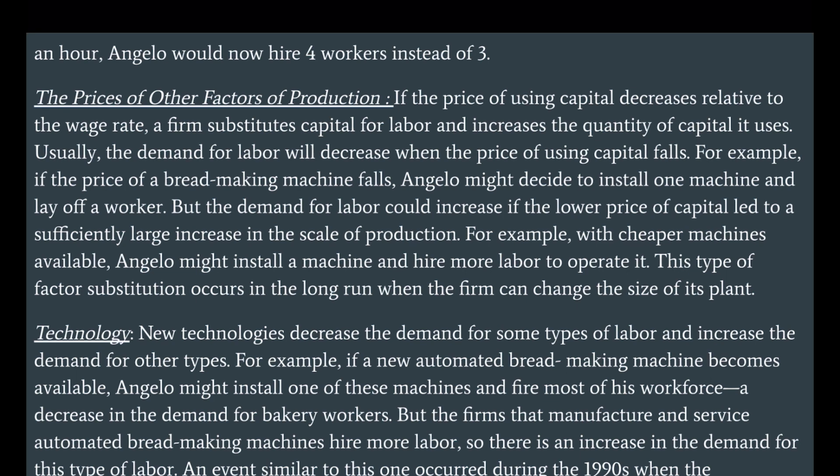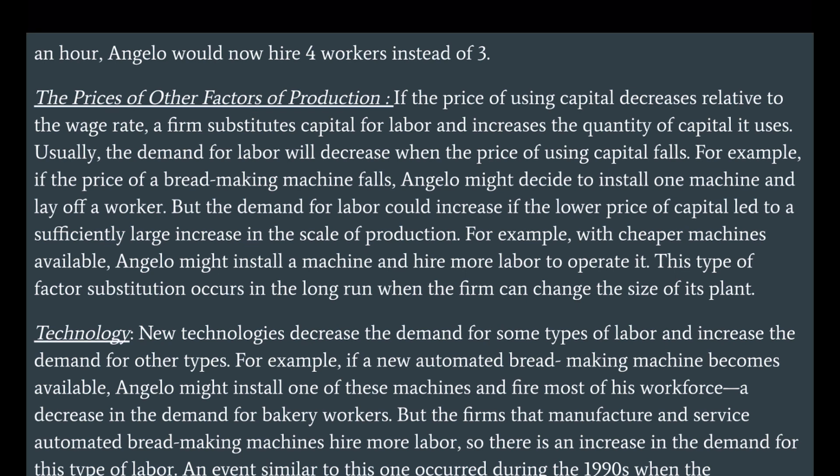For example, if the price of a bread making machine falls, Angelio might decide to install one machine and lay off a worker. But the demand for labor could increase if the lower price of capital led to a sufficiently large increase in the scale of production. For example, with cheaper machines available, Angelio might install a machine and hire more labor to operate it. This type of factor substitution occurs in the long run when the firm can change the size of its plant.